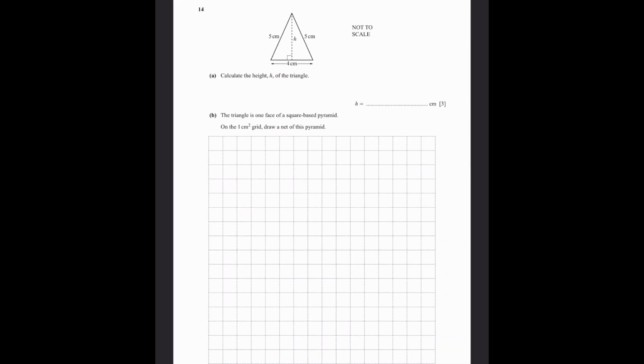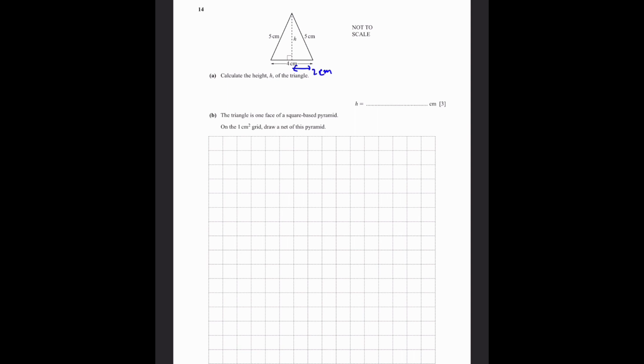Question 14. A. Calculate the height h of the triangle. We can actually do this easily using Pythagoras' theorem. We can see that this full length is 4 centimeters. That means half of it, this length, is equal to 4 divided by 2, which is 2 centimeters.